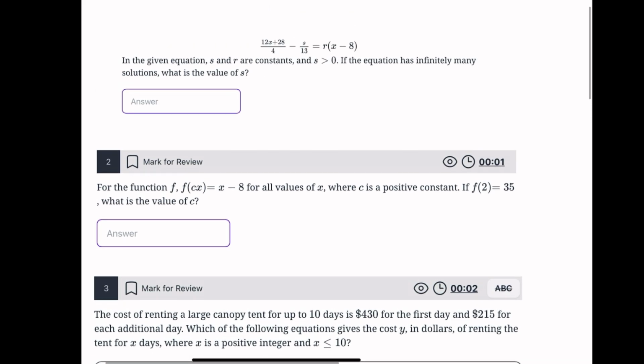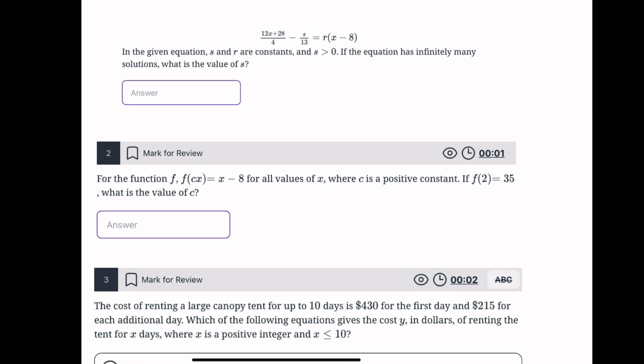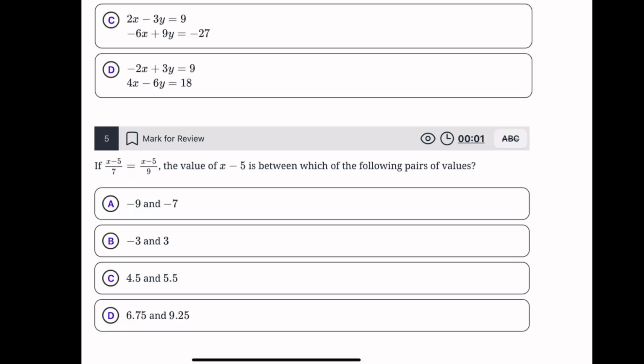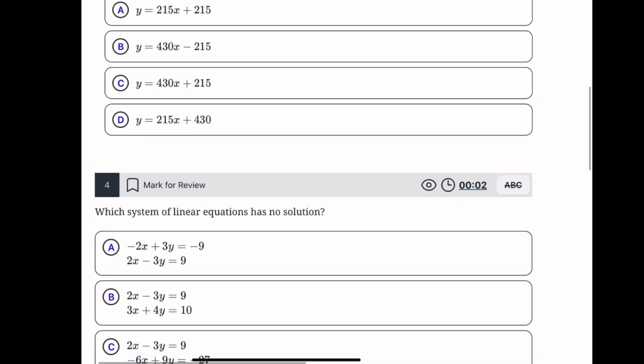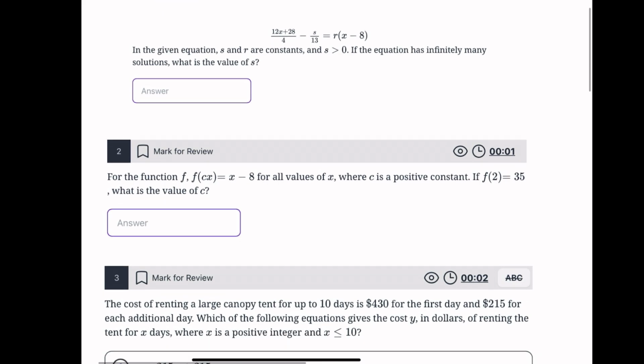So starting with the first question: in the given equation, s and r are constants and s is greater than 0. If the equation has infinitely many solutions, what is the value of s? So this is a linear systems problem. Essentially we have one line equal to the other line. So this is line 1 and this is line 2.